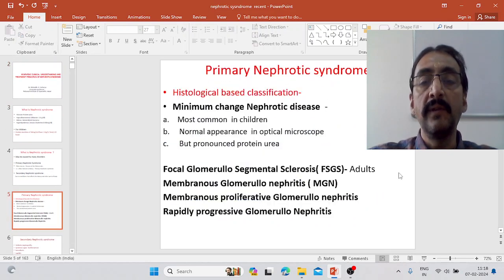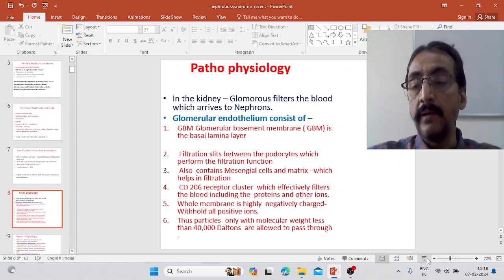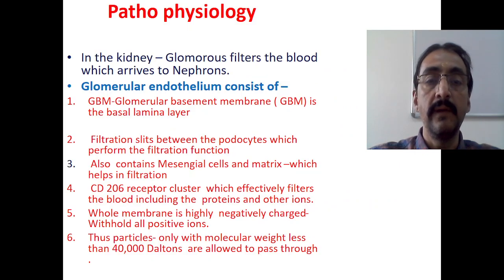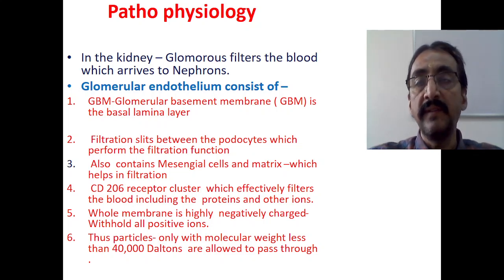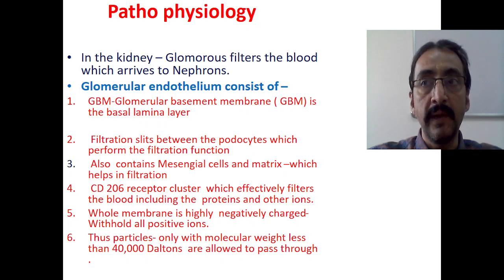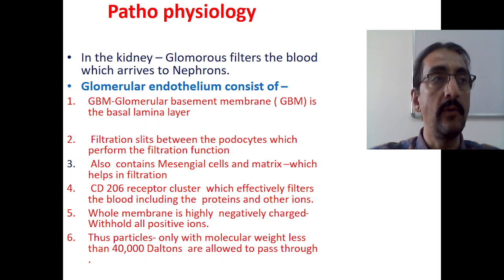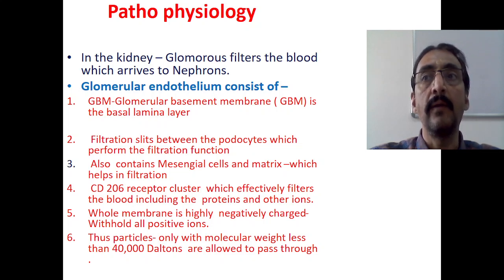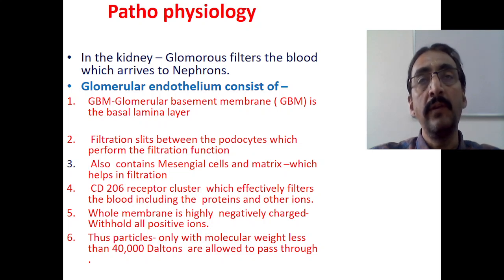So today we will continue with the basic information regarding nephrotic syndrome, and we'll continue with the pathophysiology of nephrotic syndrome. Now, in nephrotic syndrome, basically the involvement is in the glomerular membrane, or the filtering area. Okay, so Bowman's capsule and glomerulus, the filtering area of the kidney. In the kidney, the glomerulus filters the blood which arrives to the nephrons. Now we need to understand the basic structure of this, very important.